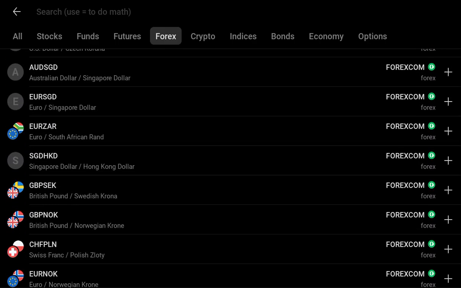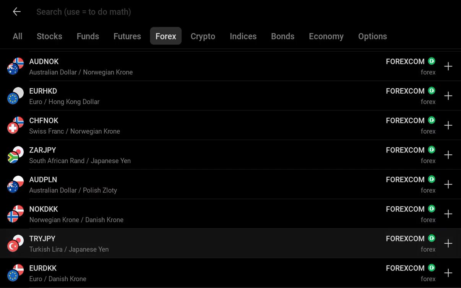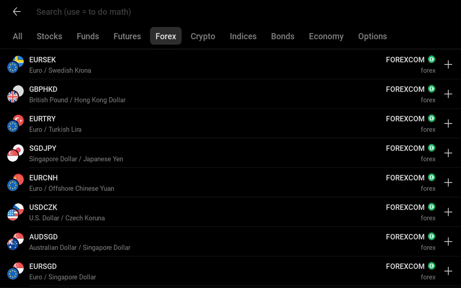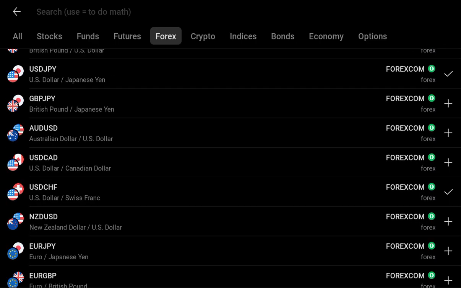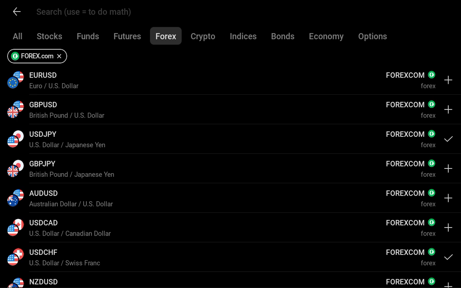You can decide to embark on one. You can decide to embark on 10. You can decide to embark on 15, as long as you follow your strategy. But I myself, I trade all pairs. I trade both major pairs and minor pairs. So we have the major pair and we have the minor pair.